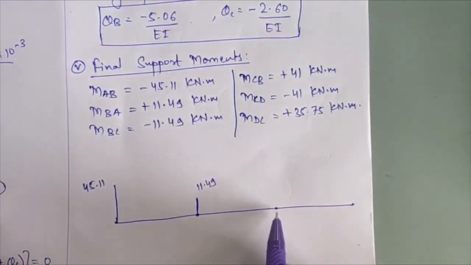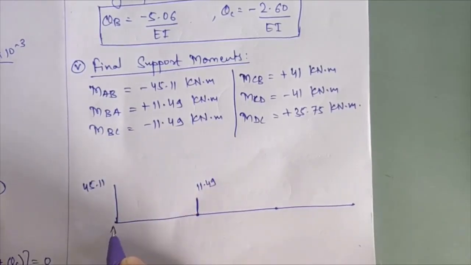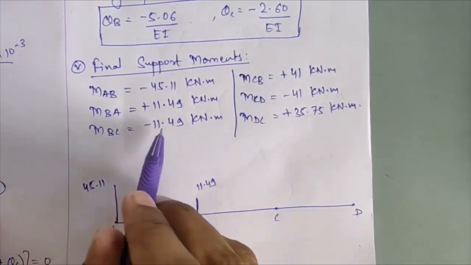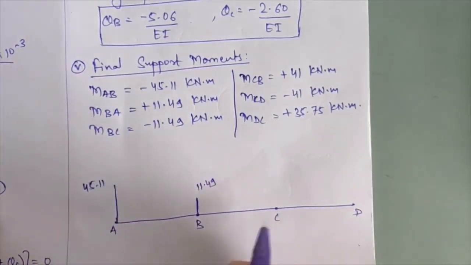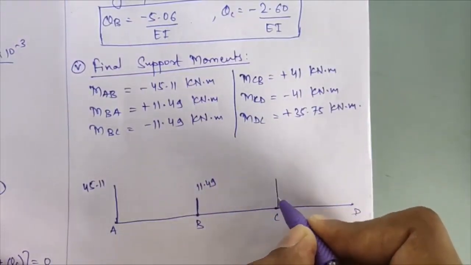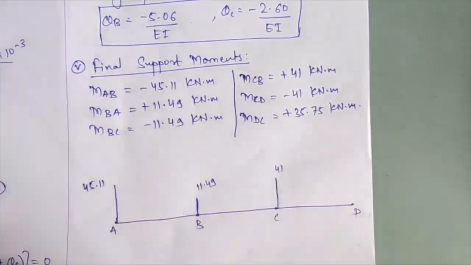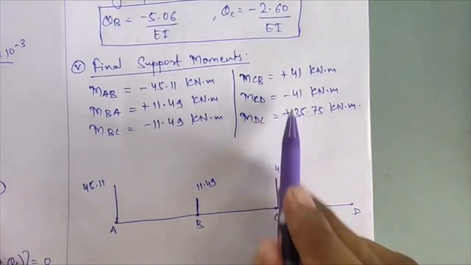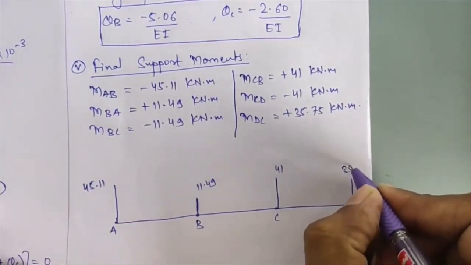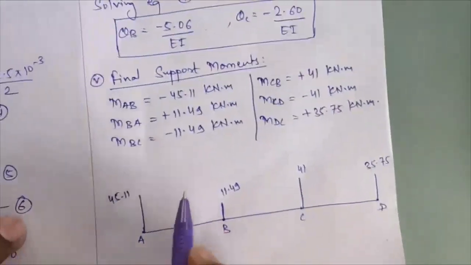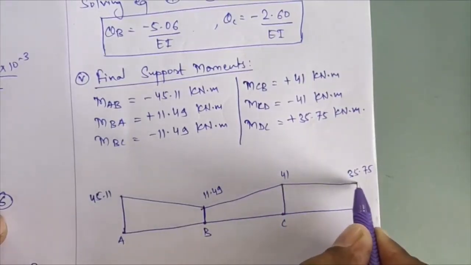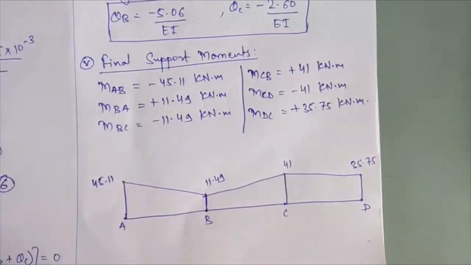Now next span, that is for span BC over there. For span BC is your A, B, C and D. Okay, for span BC, MBC are getting minus 11.49, already it is plotted. Next MCB, that I have got as 41 over there, positive it is, so again it will go on upward side over there. Next span CD, so MCD I am getting minus 41, already it is done here. MDC, that I am getting as 35.75, and just simply what you have to do, you have to join these points using a straight line over there. Okay, so this will be our plotting of support moments.